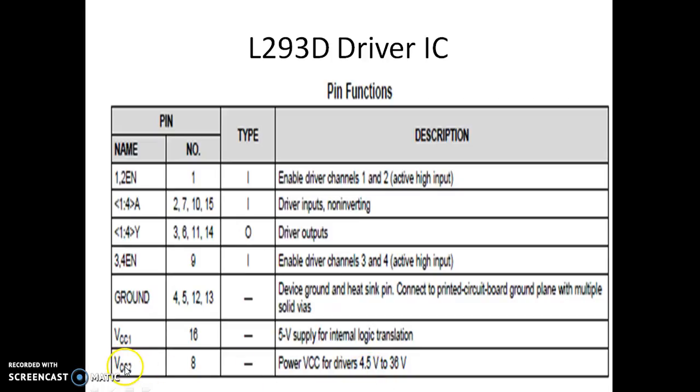Now whenever we are connecting any relay to the L293D, VCC2, that is pin number 8, should be connected to a power supply, which is an external power supply, whereas VCC1, which is pin number 16, can be connected to the Arduino power supply itself. And we have this enable for 1 and 2, which is 1 here. So if you want to enable that particular non-inverting buffer, you have to give logic 1 on pin number 1.